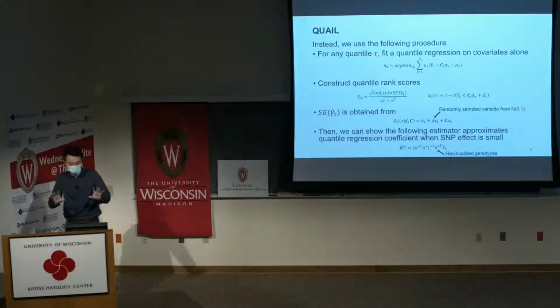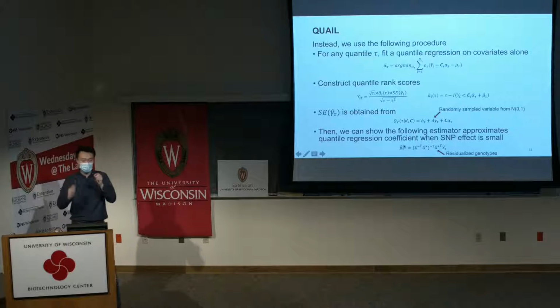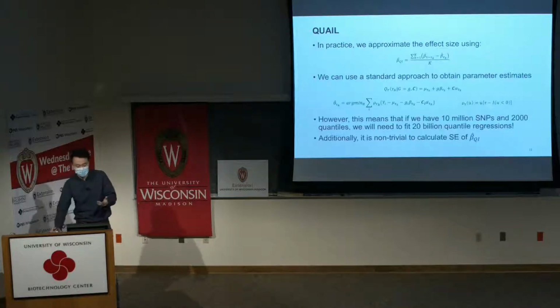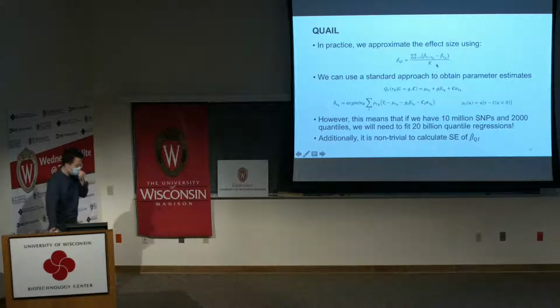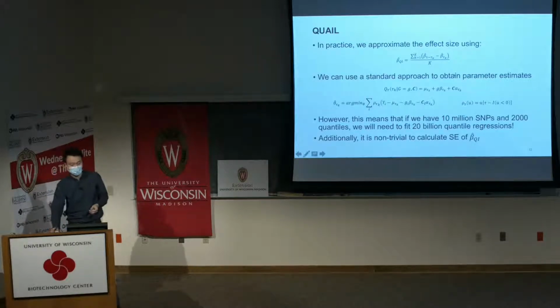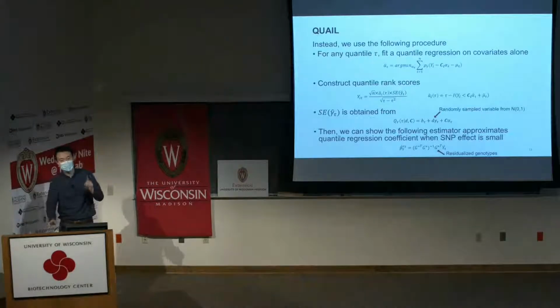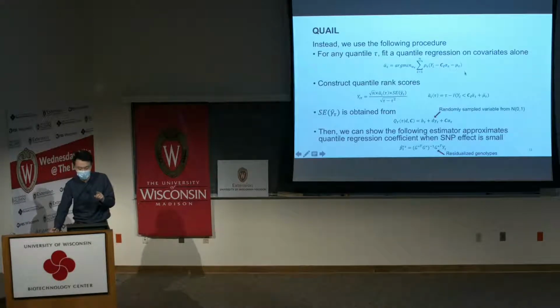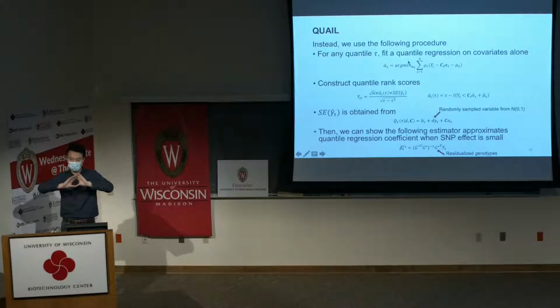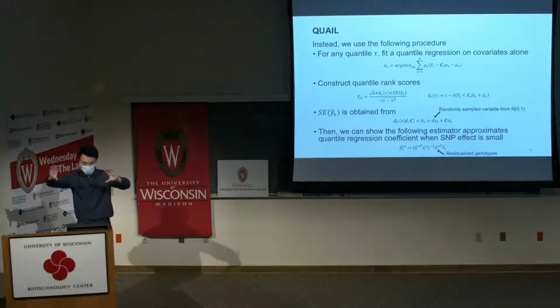And Jiaxin figured out the proof. You can actually show that this new estimate is very similar to what you would get following this sophisticated iterative approach that minimizes this specially designed loss. But the difference is, to be able to do this, you don't have to fit 2,000 quantile regressions for each SNP. What you need to do is fit 2,000 quantile regressions together for the covariates. You don't have a 10 million multiplier on it, and then that's basically done. Then you can construct the new phenotype and run another GWAS, which is computationally very efficient. And we have very good tools to deal with that.